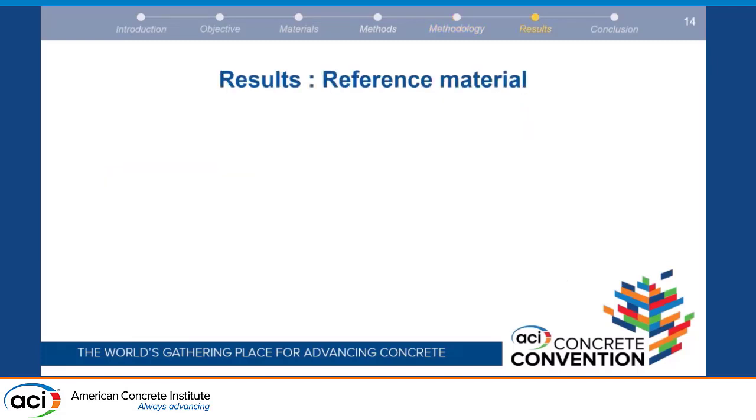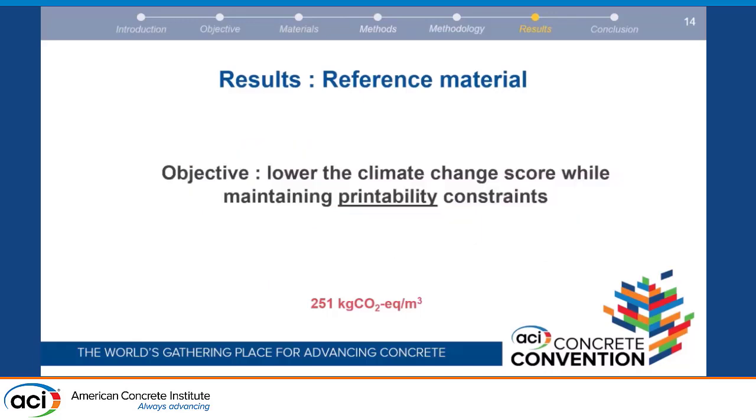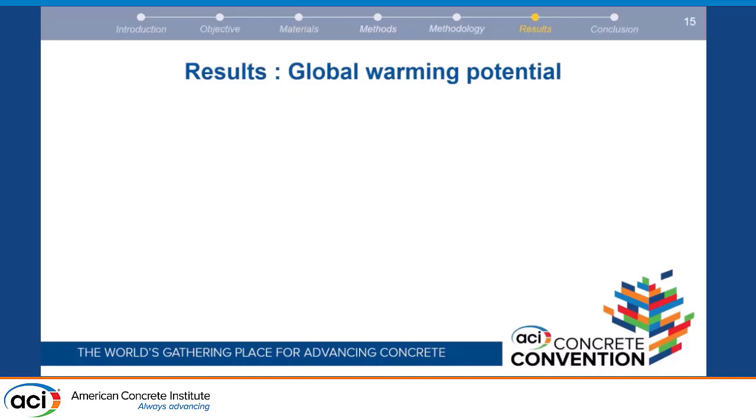So for the results, we base our design of experiments on a reference material that we found from a trial and error process with more than 25 mixes, with the goal of lowering the global warming potential. So we have these properties which are considered printable, but the goal is now to lower the global warming potential while maintaining printability constraints with an automated process.